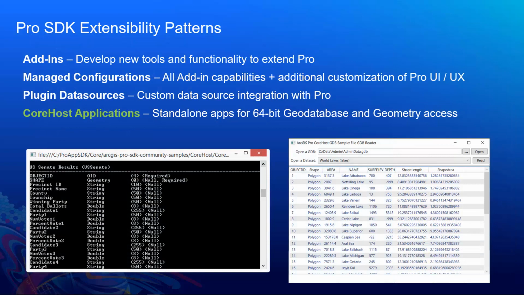All right, so our last extensibility pattern is core host applications. These are standalone applications for 64-bit geodatabase and geometry access. In the screenshots here, you can see we have a Windows console application on the left-hand side. And on the right-hand side, we can see that this is a WPF application.